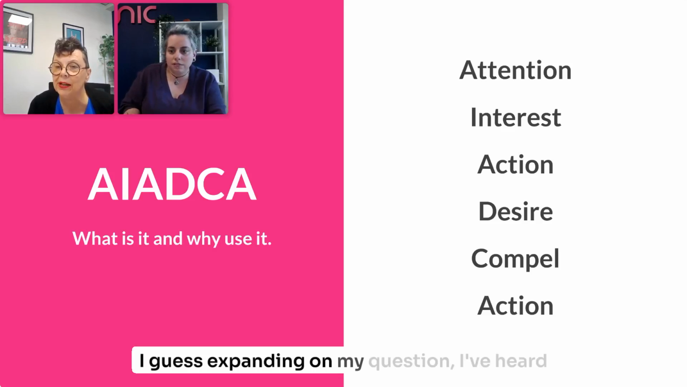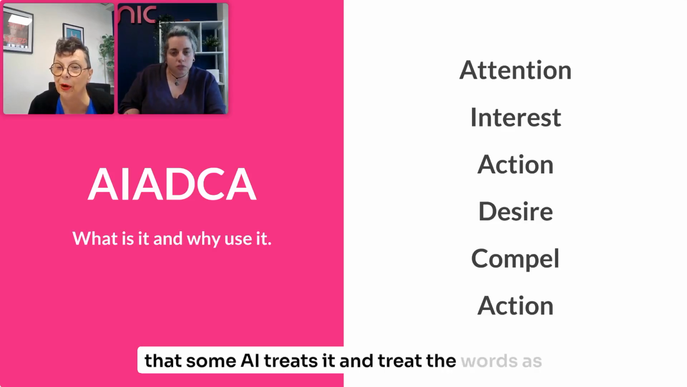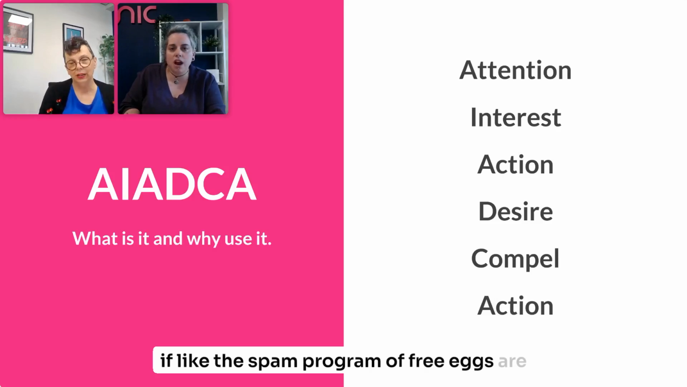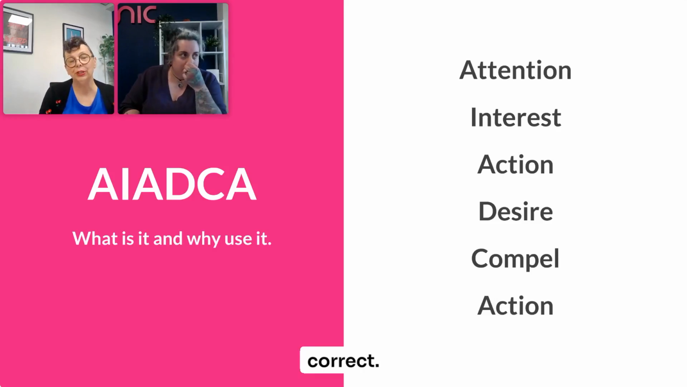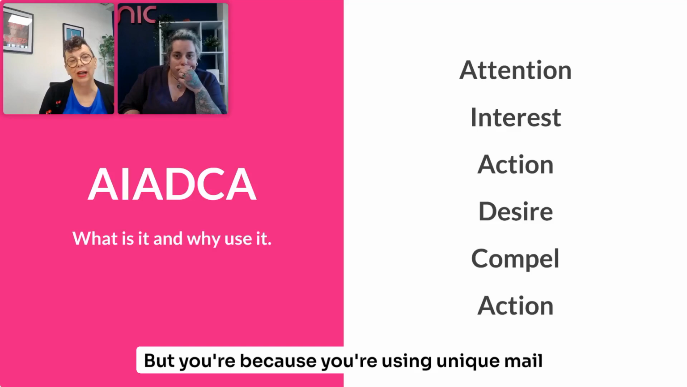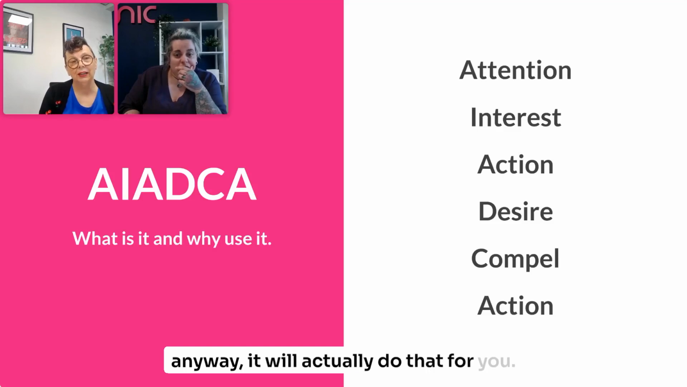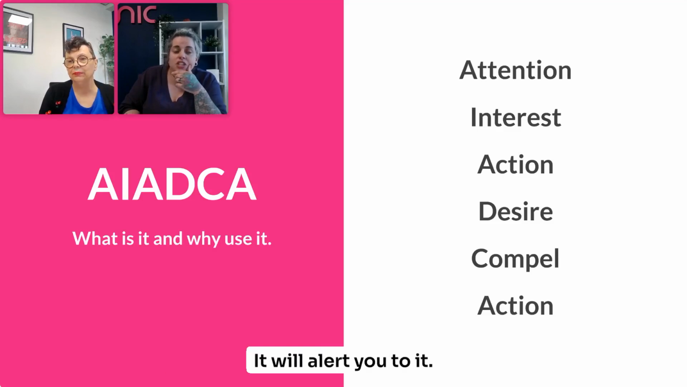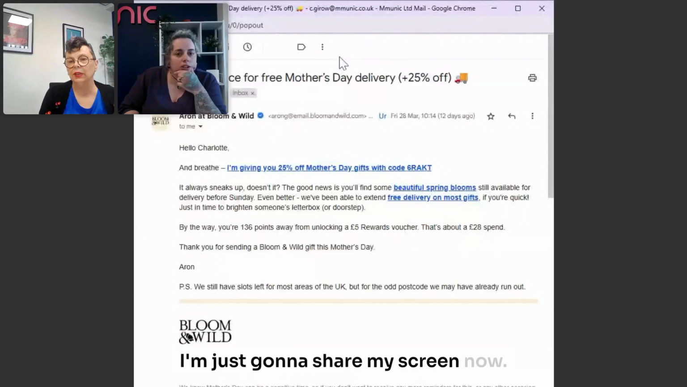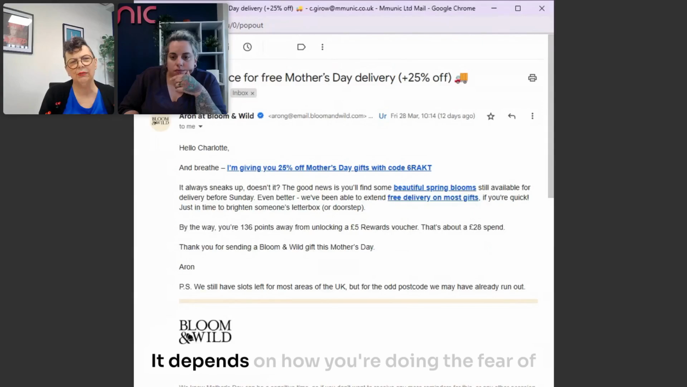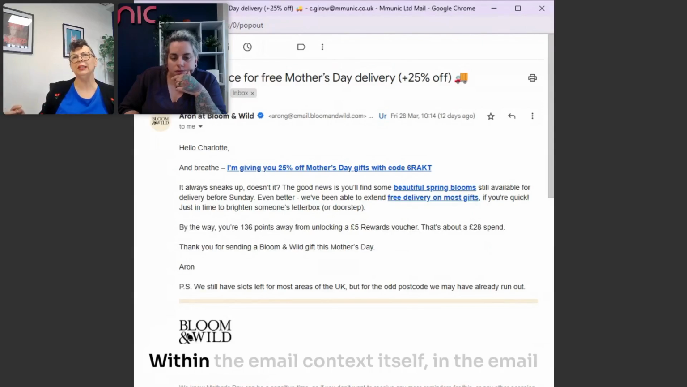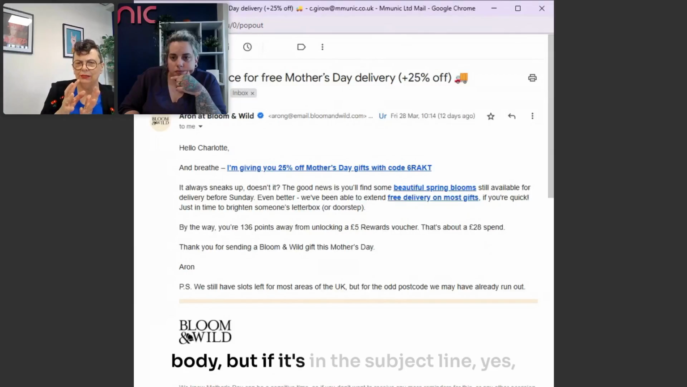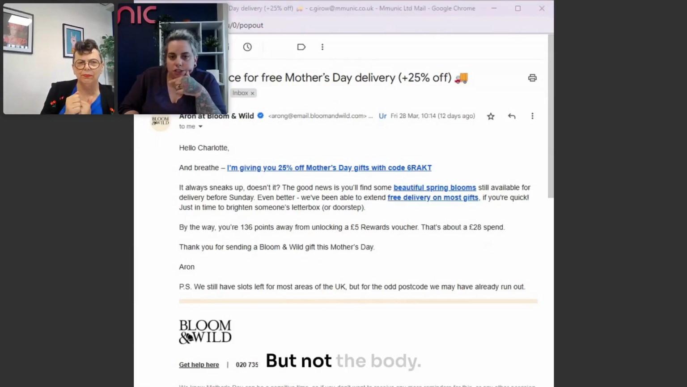I guess expanding on my question, I've heard that some AI treat certain trigger words as a flag for spam, like promo or free. You are correct, but because you're using unique mail anyway, it will actually do that for you automatically. It will alert you to it. I'm just going to share my screen now. It depends on how you're doing the fear of missing out. In the email body, it won't flag it, but if it's in the subject line, yes, it will.